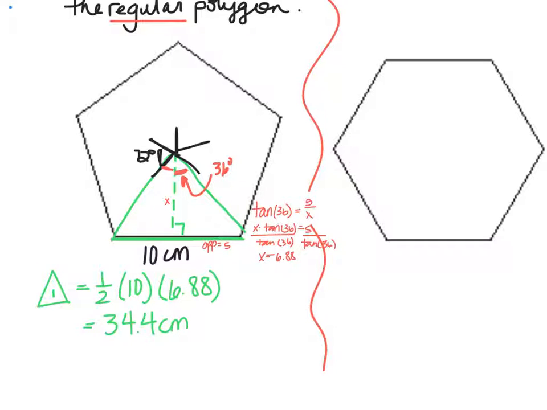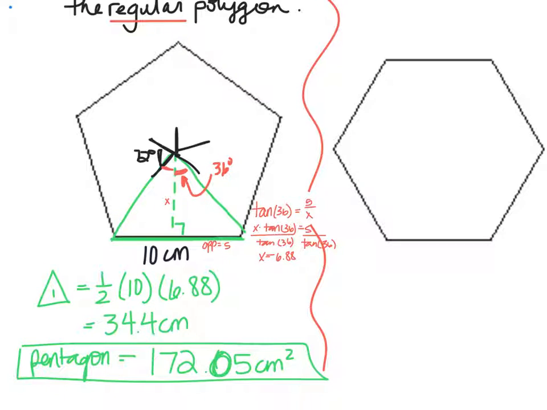Now, I want the area of the entire polygon. Remember, this is a pentagon, which is made up of 5 triangles. So the entire polygon, or the pentagon, is then going to be that one triangle times 5, which is going to give me 172.05 centimeters squared. So that is going to give me the area of the entire pentagon.